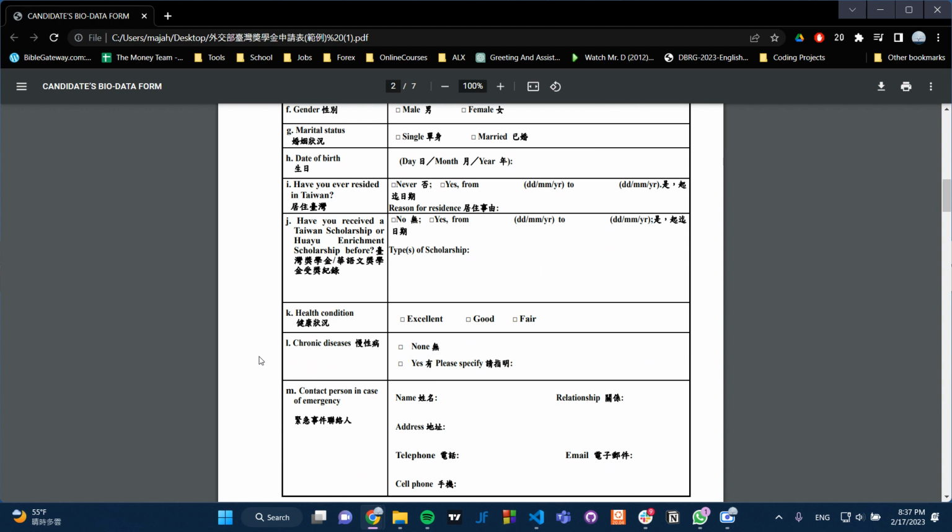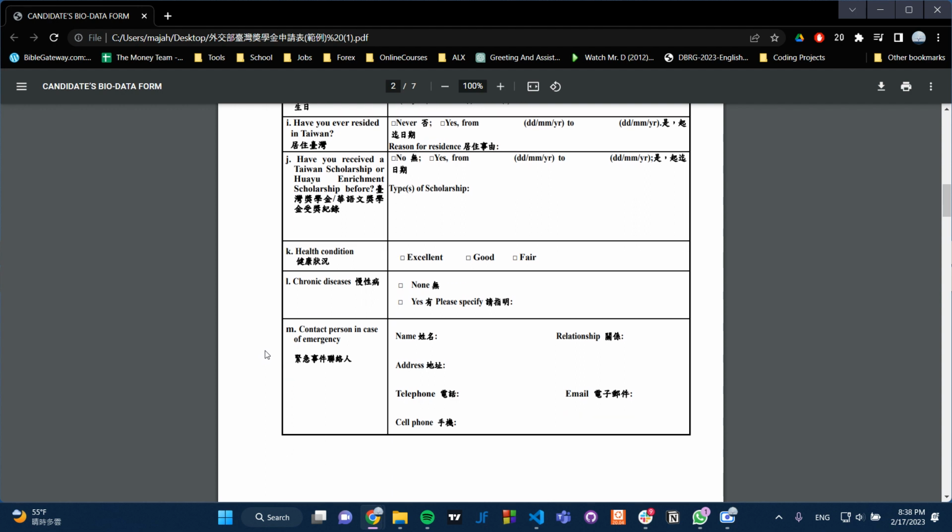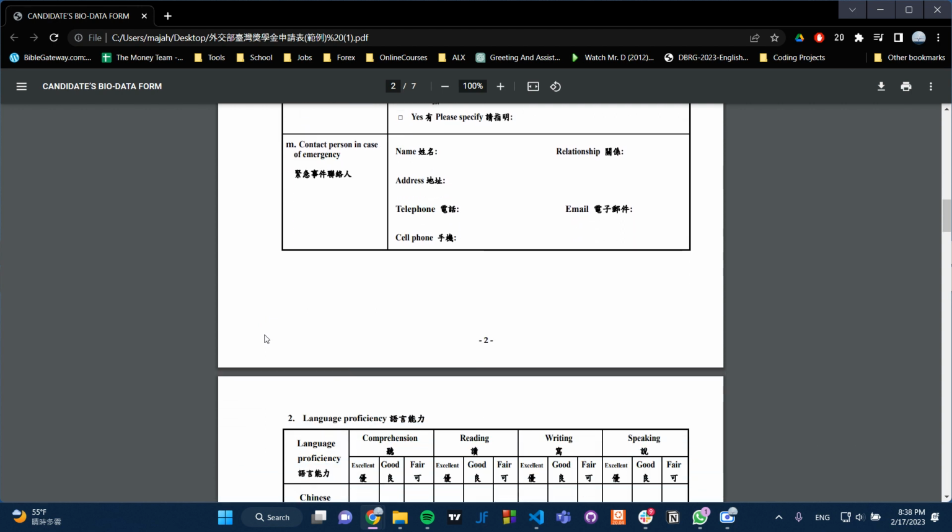Your health, of course, you can state your health and any chronic diseases. You have to be honest. But when you get the scholarship, you'll have to undergo a medical check. Either you'll download the form or the embassy will provide you with the form that you need to take to the hospital to do those checks. The contact person in case of emergency should be someone who is active, whom they can reach out to at any time. So make sure you put someone who is active.